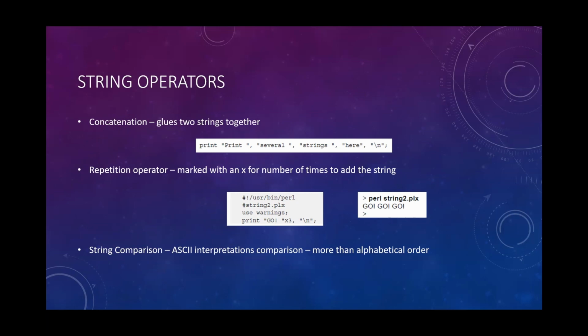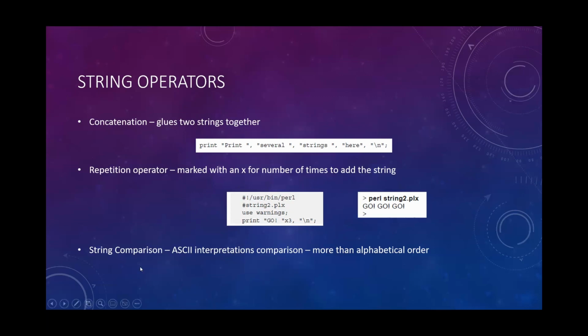Now, two things that we have that are kind of cool are the repetition operator and our string comparison. Now, the repetition is something you're going to mark with an X, and you're going to put a number of how many times you want to repeat whatever that string is. So for this example, I have print, quote, go, exclamation point, space, quote, X3. So it's going to print go 3 times. So when you run it, you're going to get go, go, go. At the end of that, you're going to have that new line. So that's kind of cool if you want to repeat words or even letters for when you're spelling.